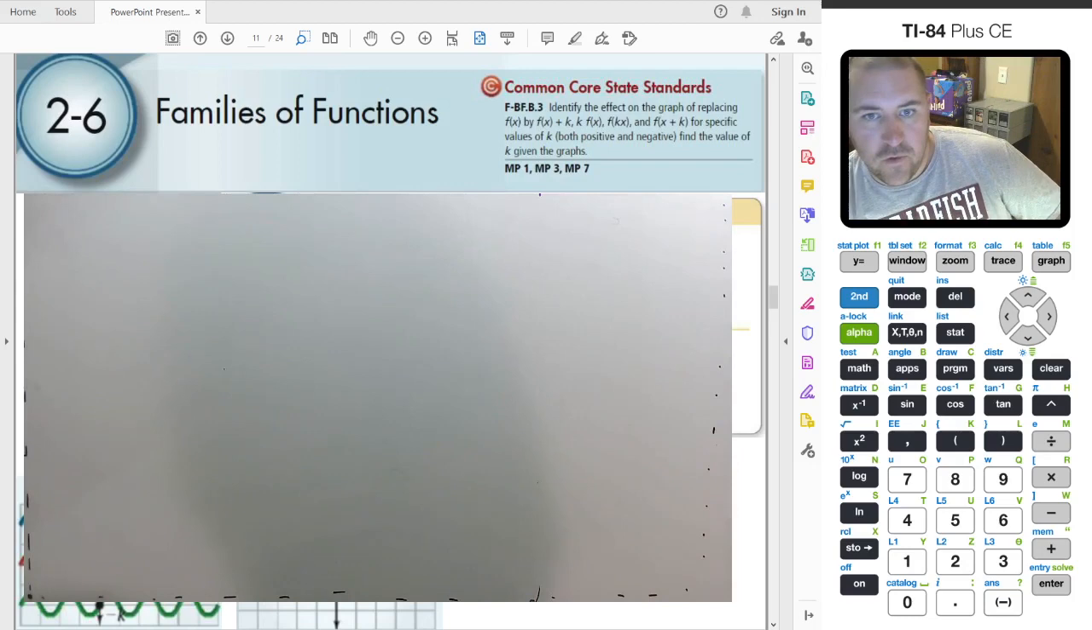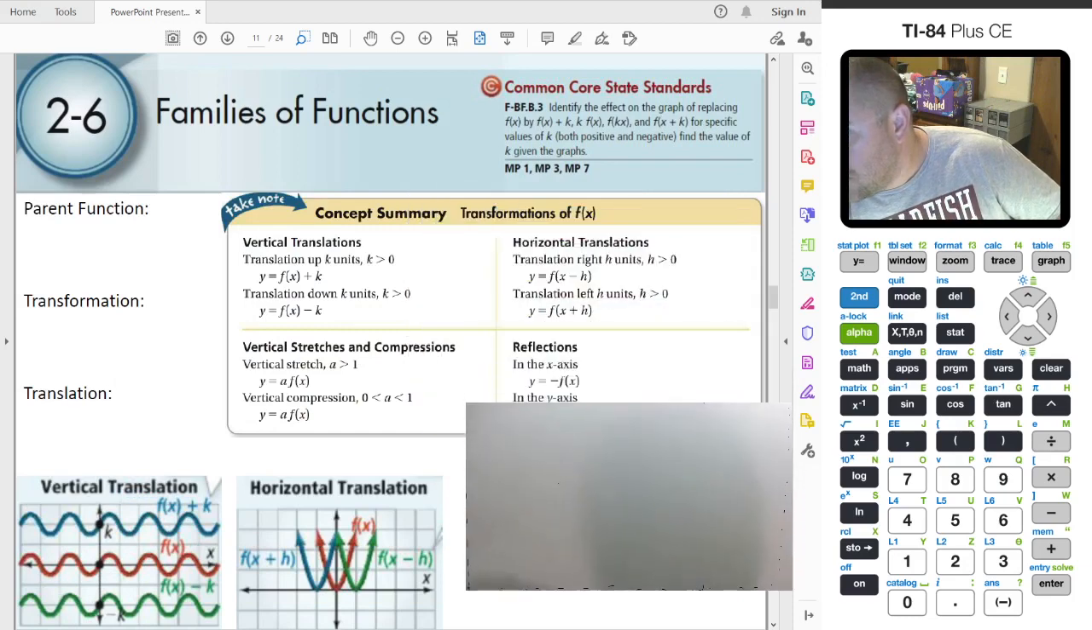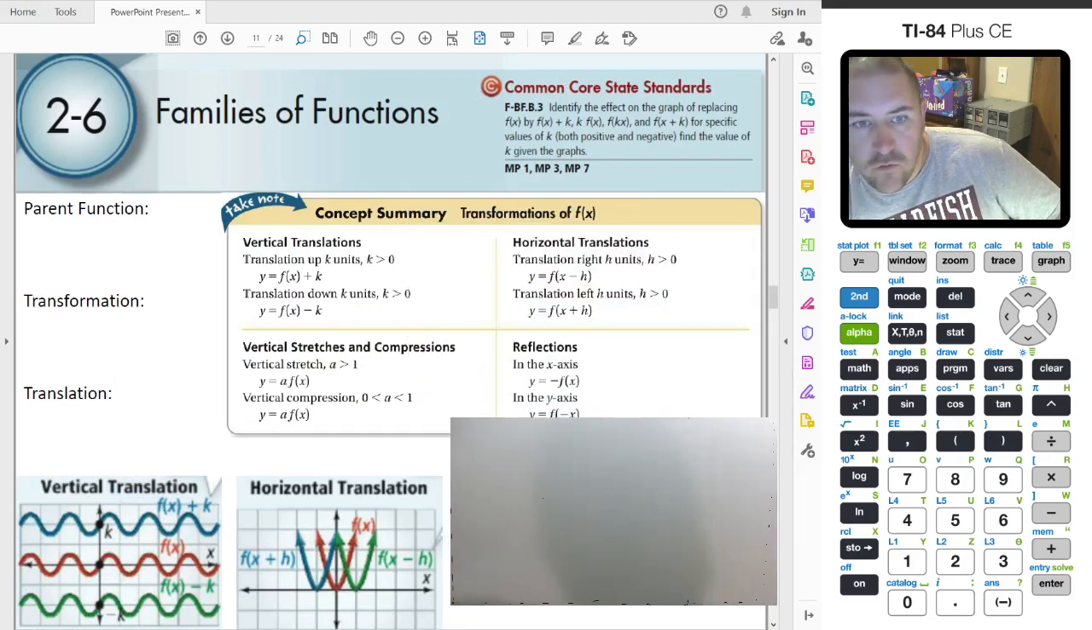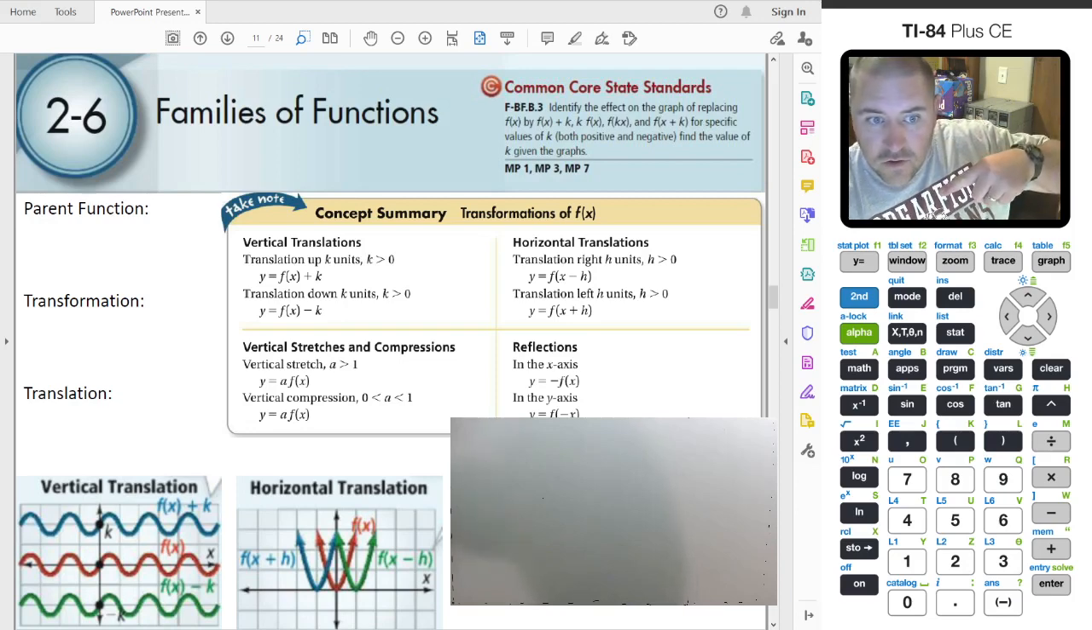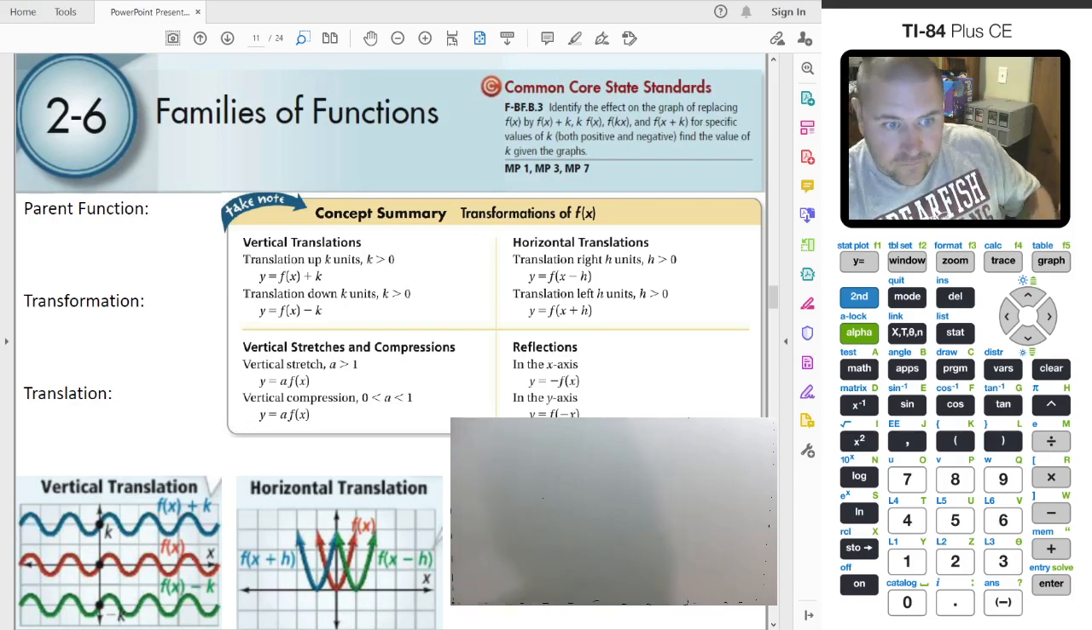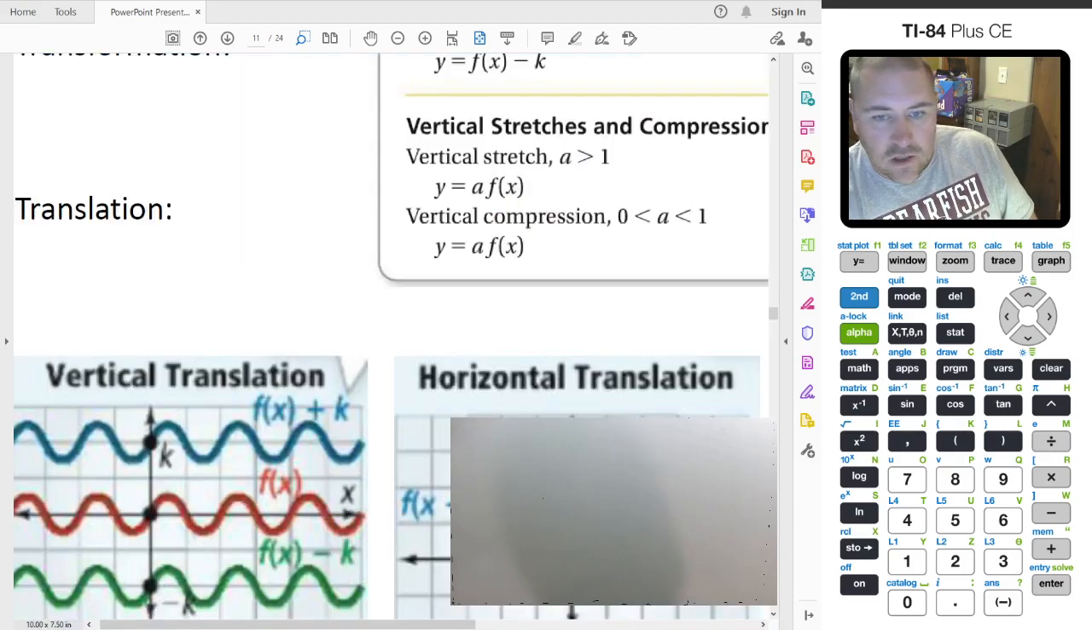Okay, so if you look over here, that's all that this says. It's the same stuff. You see how they have plus k or minus k? Up, down. Minus h plus h, right, left. Stretches and compression, greater than 1, less than 1. Okay, it's all there. So here is what a translation looks like.